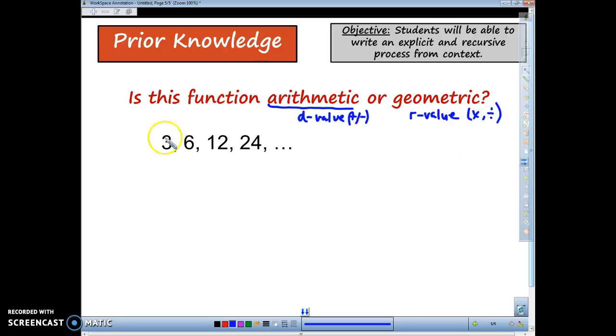Looking at this sequence, the first term is 3, the second term is 6, the third term is 12, and the fourth term is 24. So 3 to 6, I'm either adding 3 or multiplying by 2. 6 to 12, I'm definitely at this point multiplying by 2. So here I have an r value, a common ratio of 2. So this is an arithmetic sequence. Sorry, geometric. My bad, geometric.